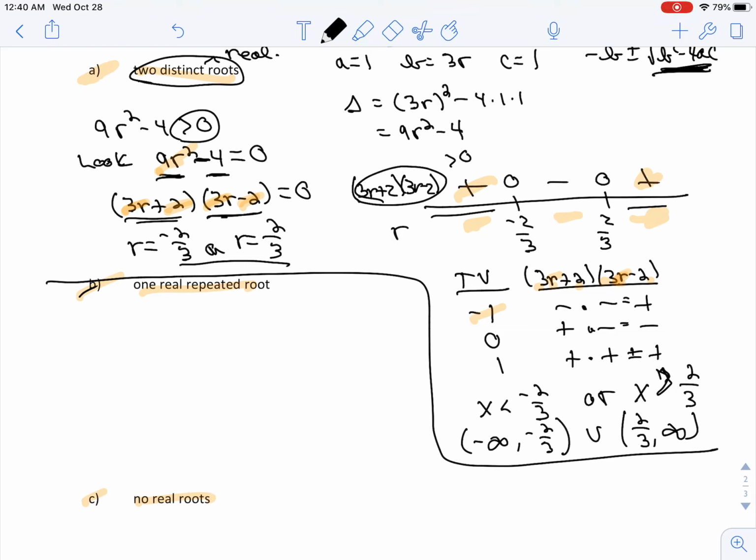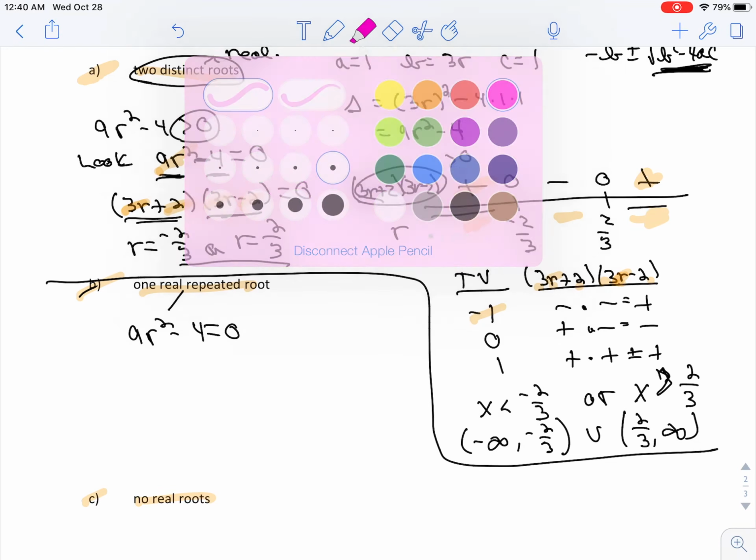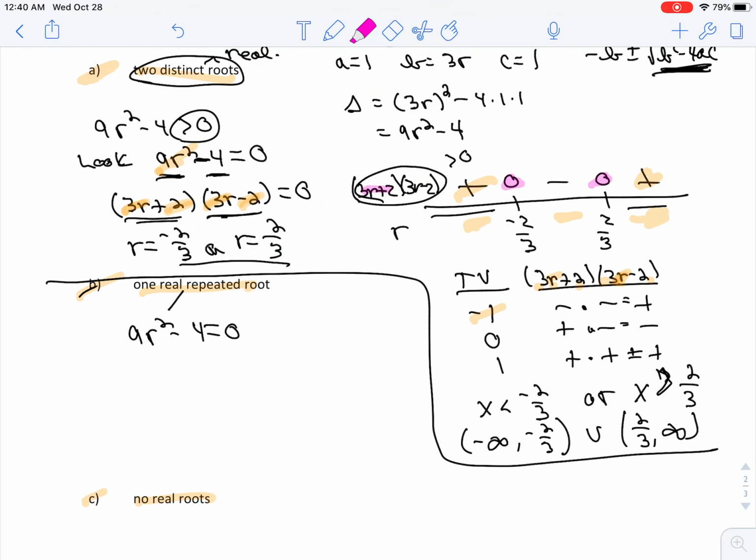Okay? Now, if we want one real repeated root, remember that means that we want 9r squared minus 4 to equal 0. Well, we've already solved that, haven't we? And we can see it from our chart also, that where that product is equal to 0 is at negative 2/3 and 2/3. So we can just say r equals plus or minus 2/3. And again, you already solved it up here.